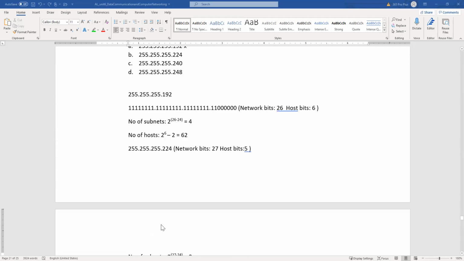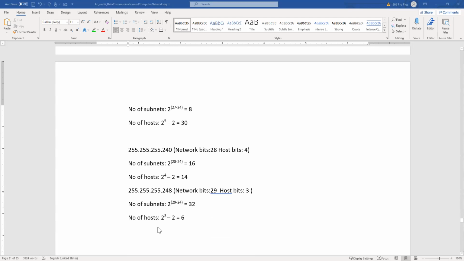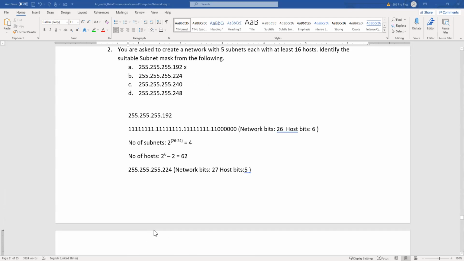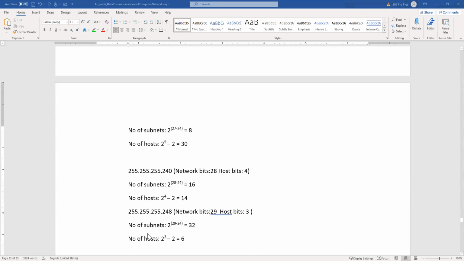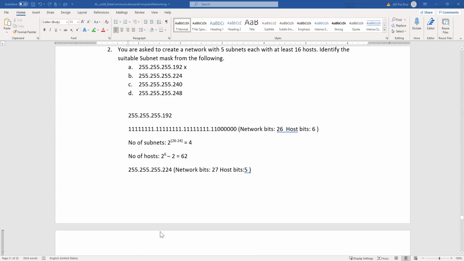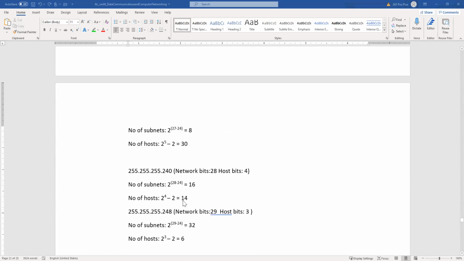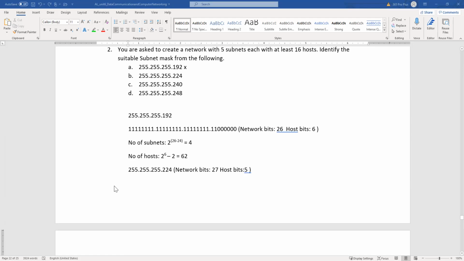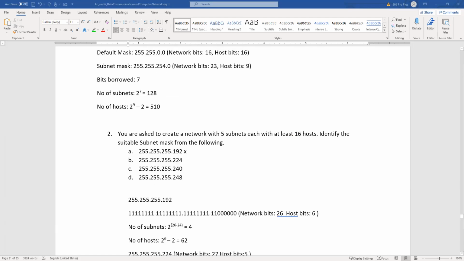Now, if you just look at network bits, or the number of borrowed bits, or the number of subnets, the answer will be either 2, 3, or 4. But if you look at the hosts, we know we have to have at least 16. So the third one and the fourth one are incorrect because they give fewer than 16. So the best answer for this is answer B.